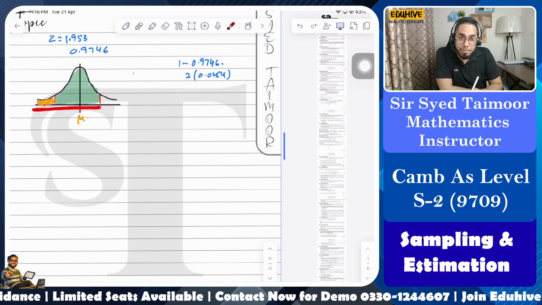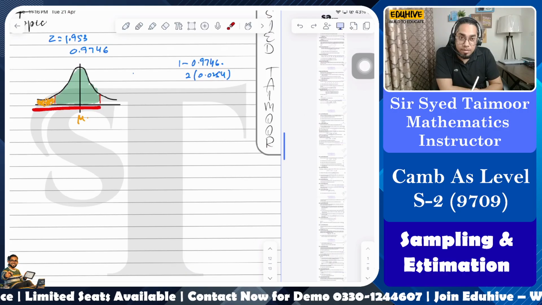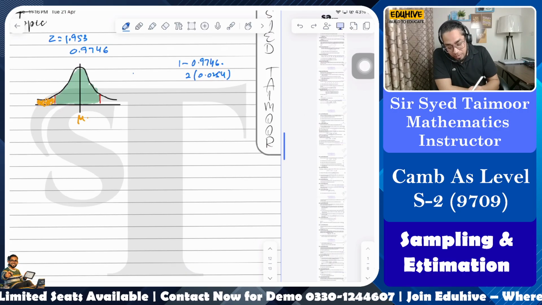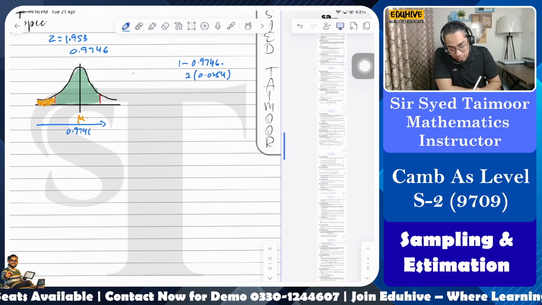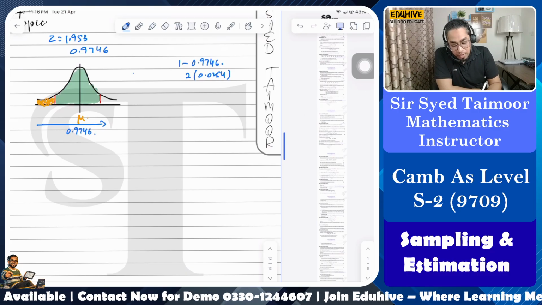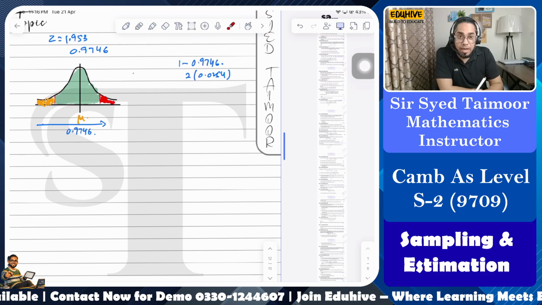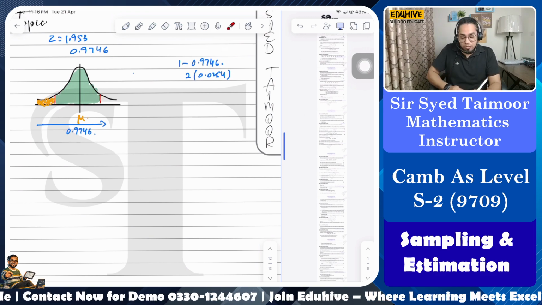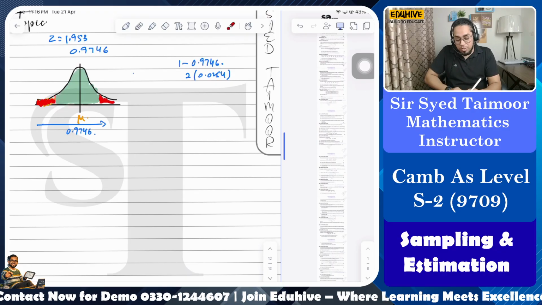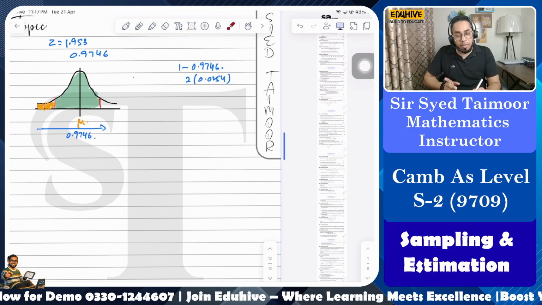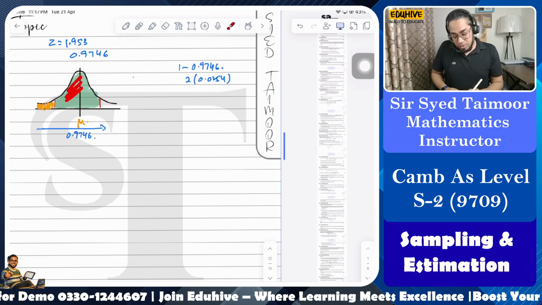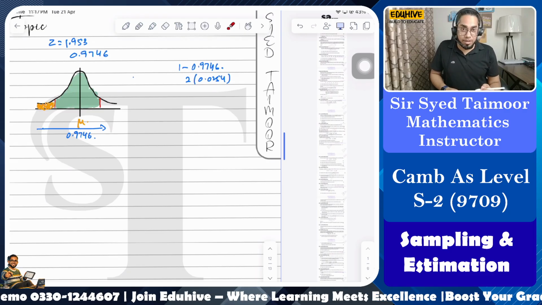Okay, are you getting it? So this portion is 0.9746. When you subtract it from 1, you will be getting this portion. Okay, and they are two times, no, because one portion is over here and the second portion is over here. When you add both of them, multiply by 2 and subtract it from 1, it will give you this portion only, isn't it?